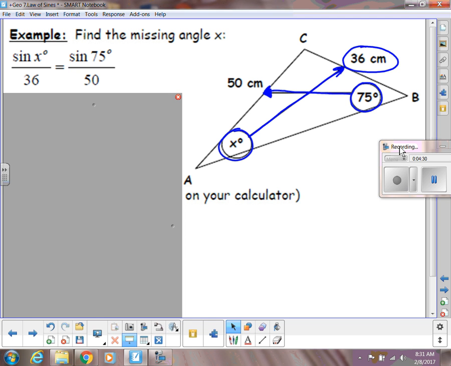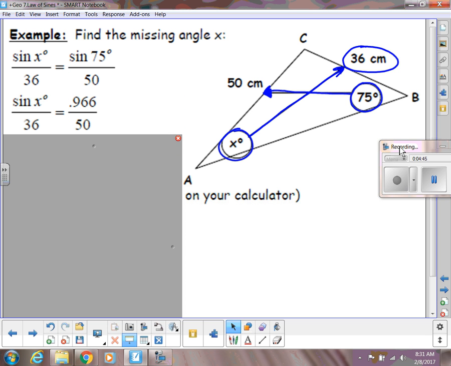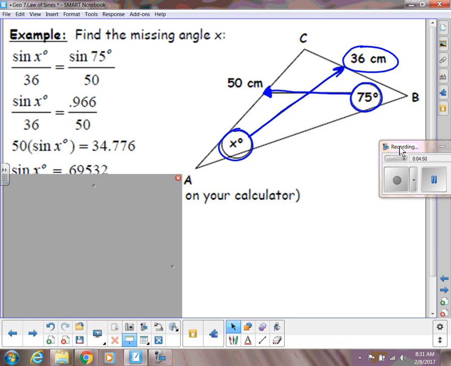To use the law of sines, we set that up. Sine of x over 36, and remember I'm doing over 36 because that's the side across from x, equals the sine of 75 over 50. All we have to do is cross multiply. Here they got the decimal version of sine of 75 first. Then if we cross multiply, we have 50 times the sine of x equals 36 times 0.966, so that's 34.776. Now we divide by 50, which gives me 0.69.